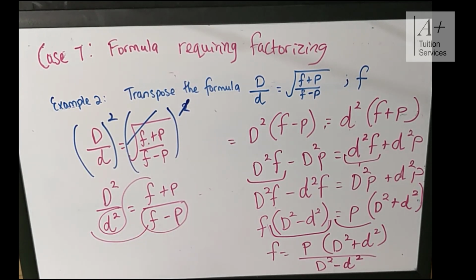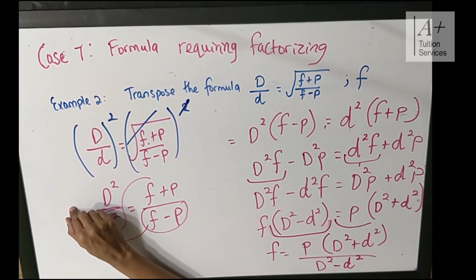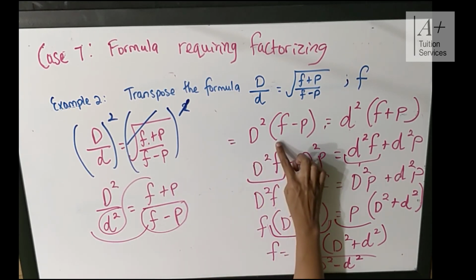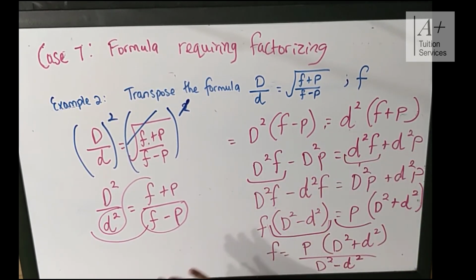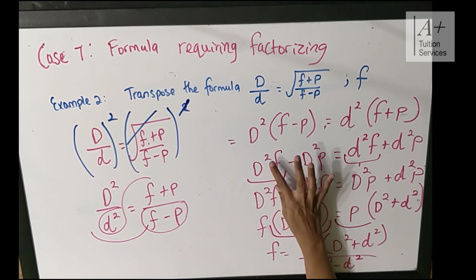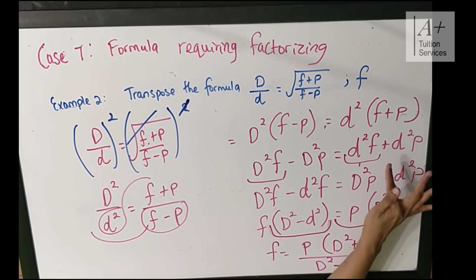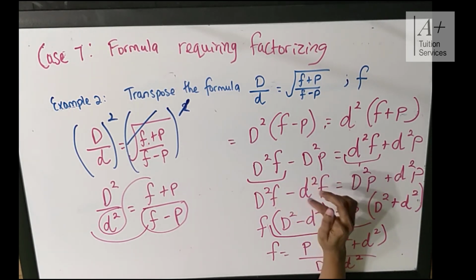And now we can cross multiply. We're going to put the common d squared over on the right side, and we're going to put the expression f minus p over to the left with D squared. When we do that, we'll end up with D squared, open brackets, f minus p, close brackets, is equal to common d squared, open brackets, f plus p, close brackets. When we expand our brackets now, we're going to get capital D squared f minus capital D squared p is equal to common d squared f add common d squared p. And we want to group like terms.